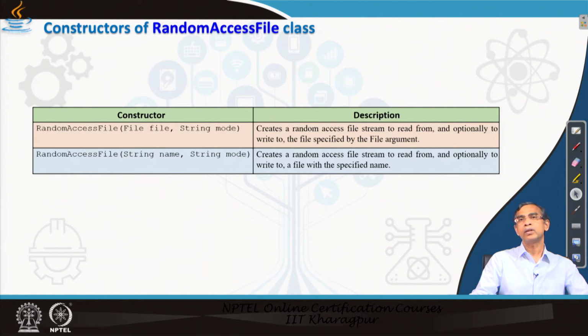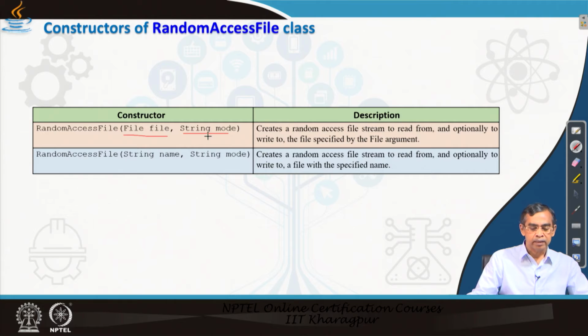Now, in order to create an object of this kind of class, the RandomAccessFile class is defined in java.io. This class has two constructors to create objects of this type. The two constructors are listed here in this table. In the first constructor, a file object is passed, and then the second argument is the mode. The mode can be read or write or both, so that is why you specify the mode.